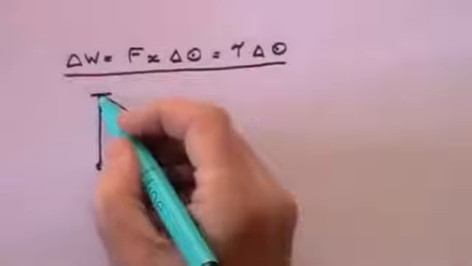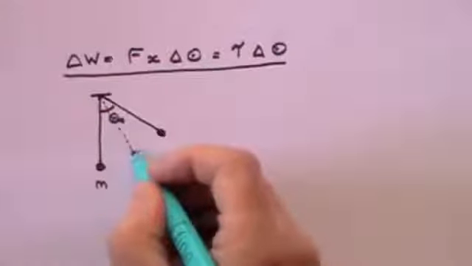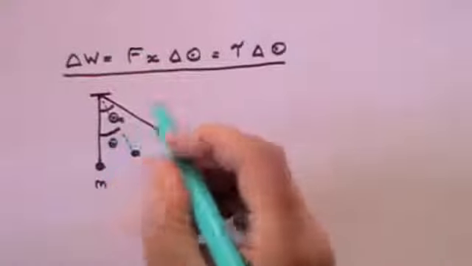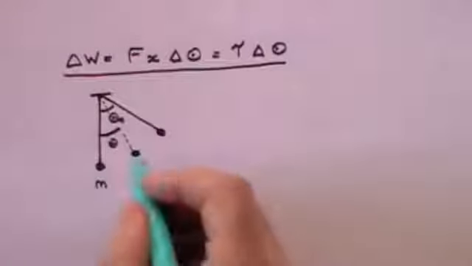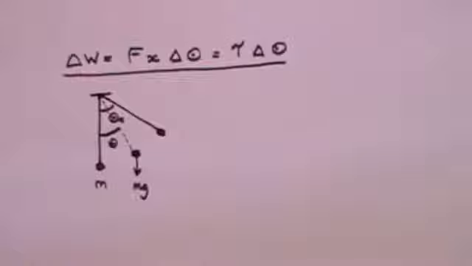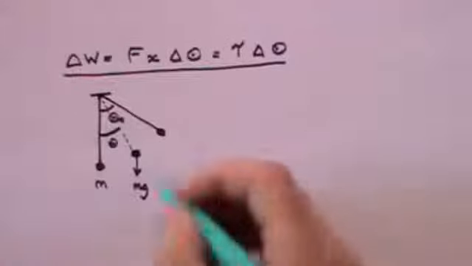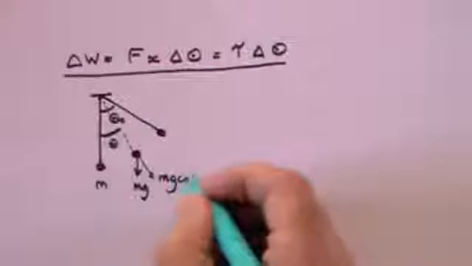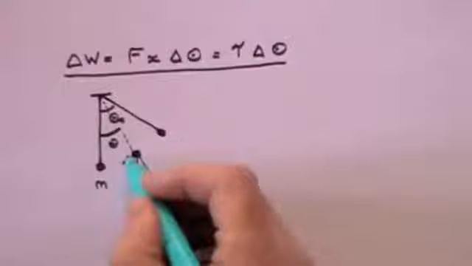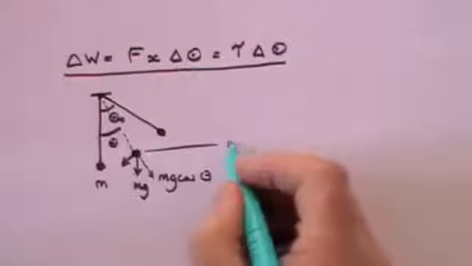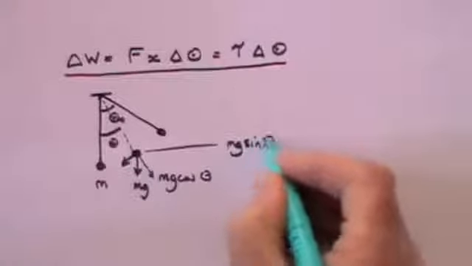Well, let's consider any interim point in that journey where we've gone through an angle theta. This bob has a mass m, and that will therefore be exerting a force vertically downwards, the gravitational force mg. And you can resolve that in two directions. This one will be mg cosine theta, and there will be one moving in that direction, the restoring force, and that's mg times sine theta.